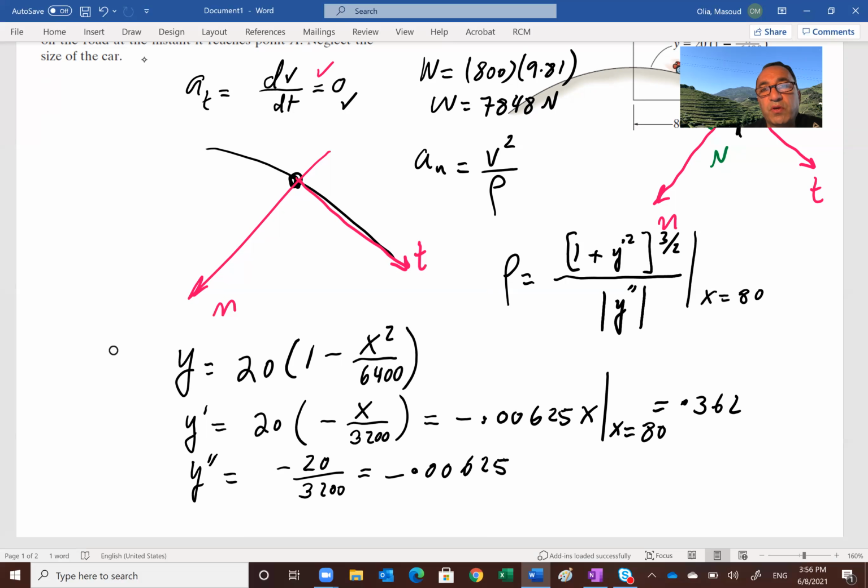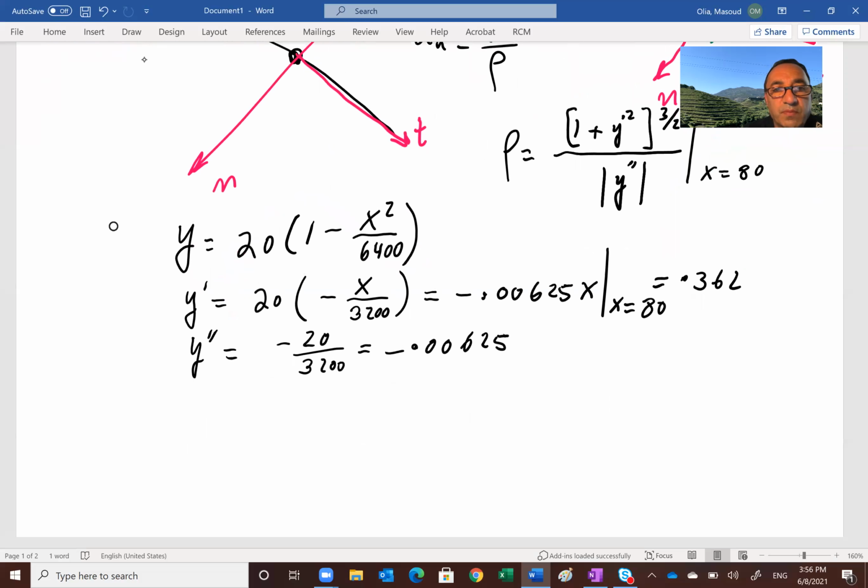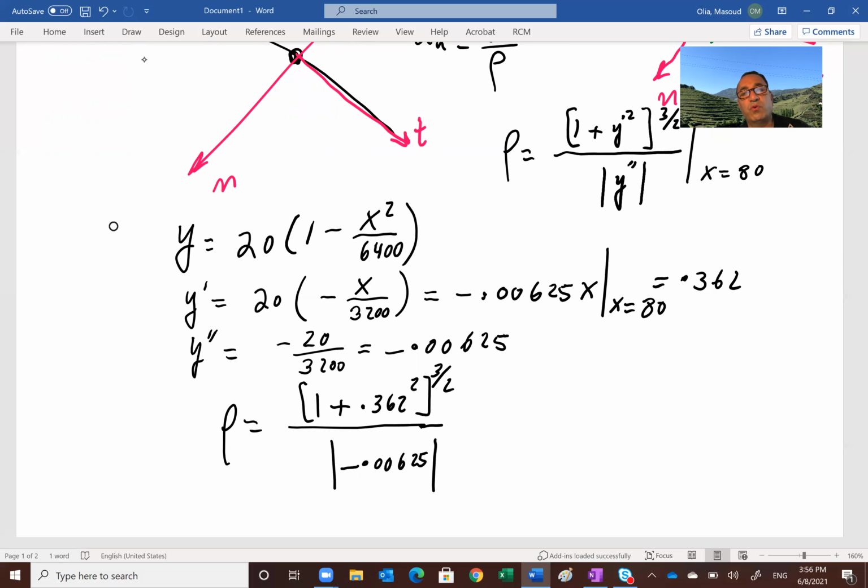So now let's plug into the equation: 1 plus 0.362, remember you square it, raised to the power 3/2, divided by the absolute value of 0.00625. By the way, the reason you have the absolute value is because rho represents a distance, and sometimes the second derivative is negative, so to avoid getting a negative rho, you do that. So the radius of curvature is about 223.61 meters.